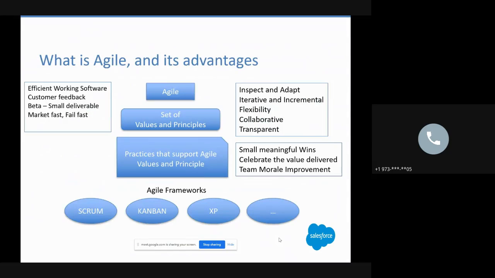So what is Agile and its advantages, right? So Sushil, you asked that with the COVID-19 situation, we do have daily stand-ups, face-to-face meetings, right? Which is suggested, right? But my understanding is that Agile really is a set of values and principles, right? So what that means is that as long as we follow those values and principles, how we practice Agile is really defined by those principles and values, right?